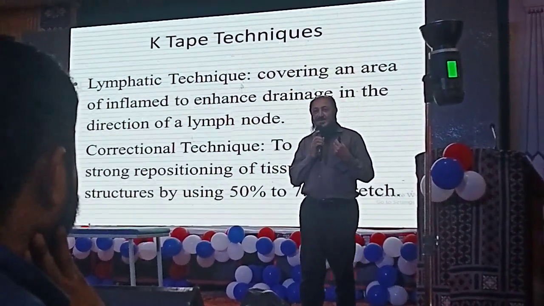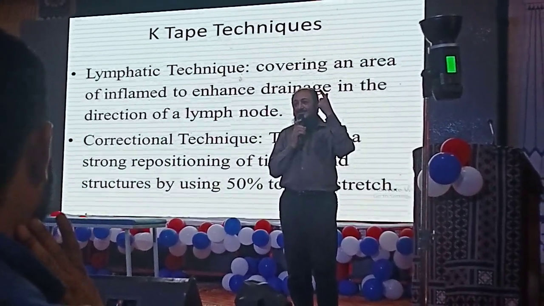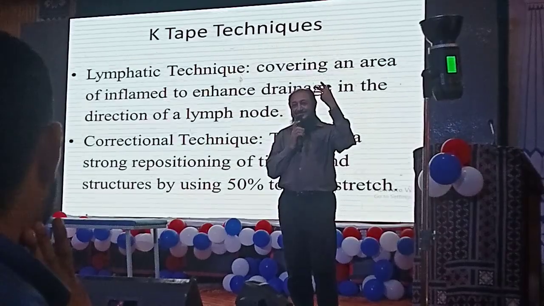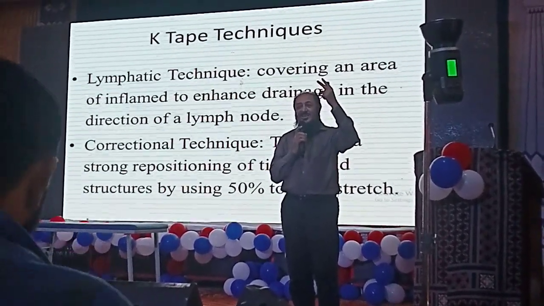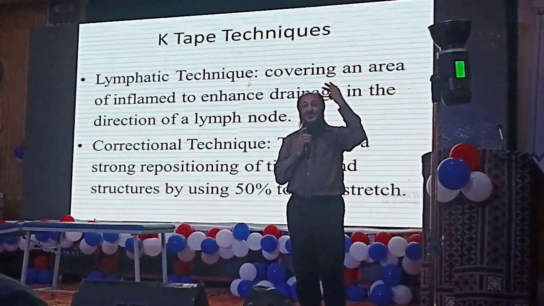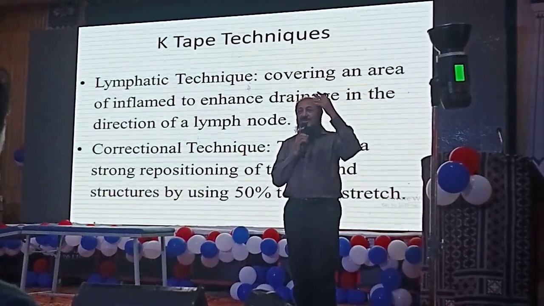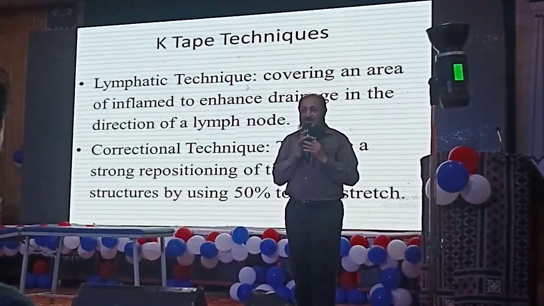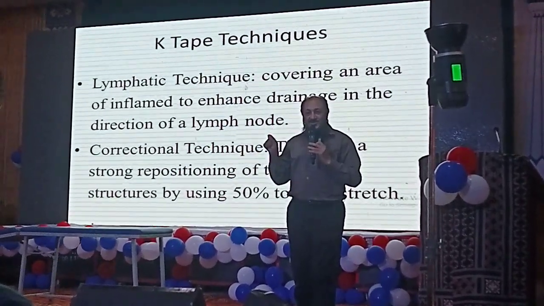Which ones are they? First one, muscle technique. Second, ligament technique. The tape is on 75 to 100% stretch. And third, lymphatic technique, for swelling. And fourth, correction technique. When you want to correct something, the tape is stretched from 50 to 75%. So it's not fully stretched.